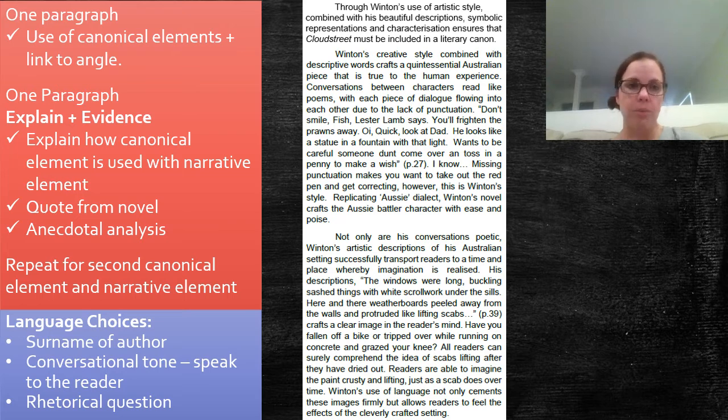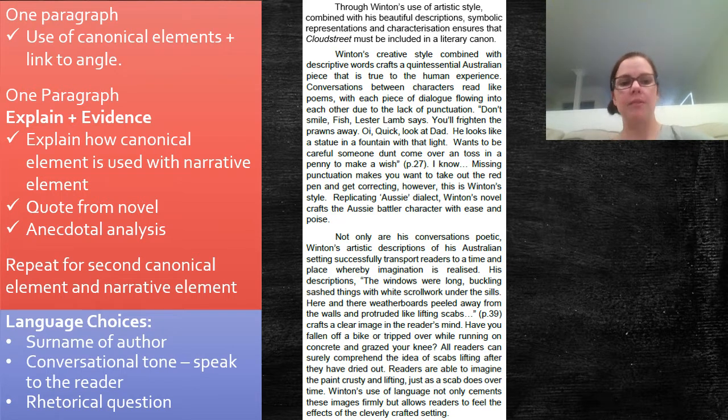As the feature article progresses, you need to make sure that you're consistently linking back to your angle. So we've got a paragraph that is the use of canonical elements plus link to angle, which is through Winton's use of artistic style combined with his beautiful descriptions, symbolic representations and characterization ensures that Cloudstreet must be included in a literary canon. We're then going to move into our first piece of evidence.